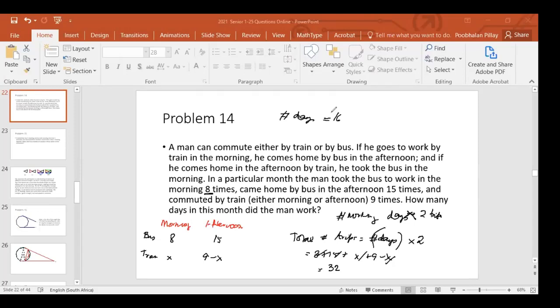You either travel by bus or the train, which gives you twice the number of days. So 23 plus 9 is twice the number of days. So the number of days is 16. Okay.